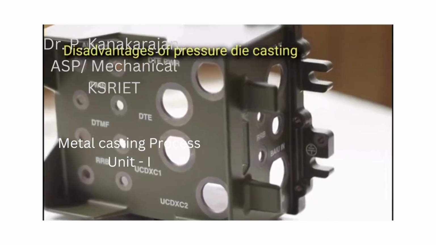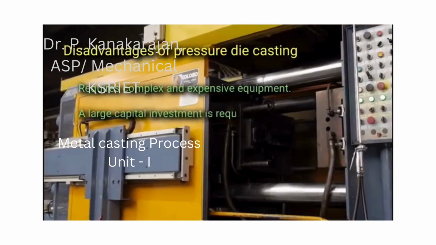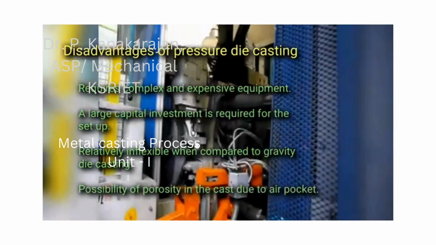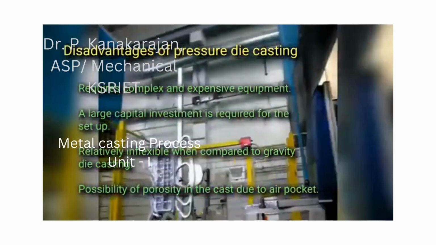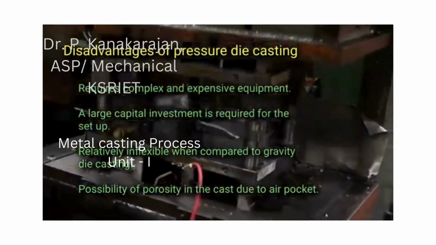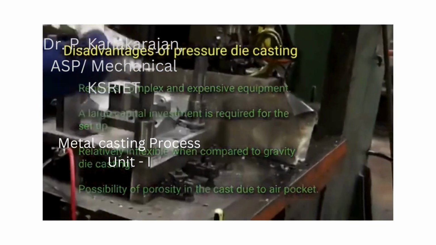Disadvantages of pressure die casting: requires complex and expensive equipment. A large capital investment is required for the setup. Relatively inflexible when compared to gravity die casting. Possibility of porosity in the cast due to air pockets.